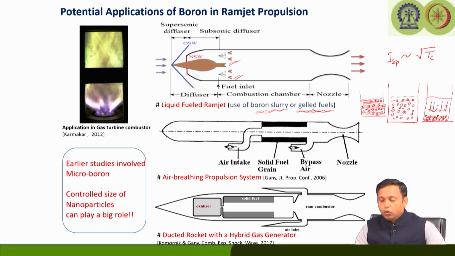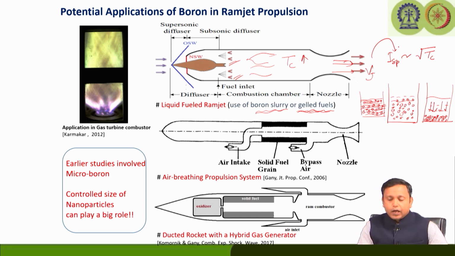So, boron loaded in slurry or in gel fuels can be one of the prime important fuels for ramjet applications, where it is going to burn and increase the temperature upon the release of energy by oxidation of boron, and eventually that is going to increase the Vj, which is going to increase the performance of the motor or of the propulsive device.